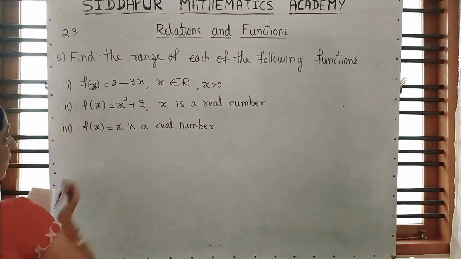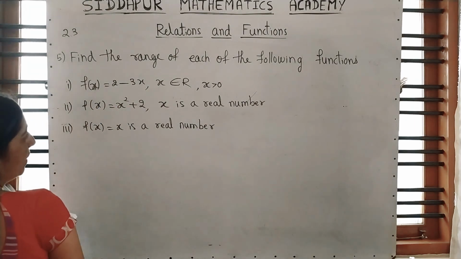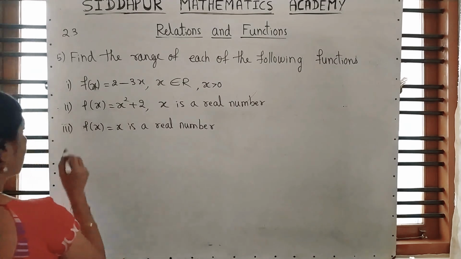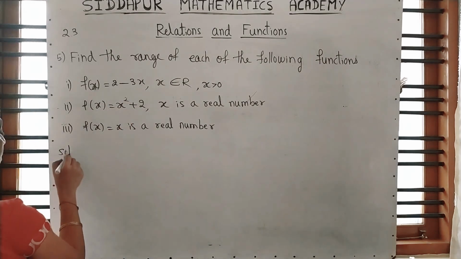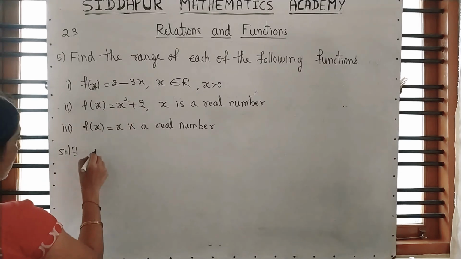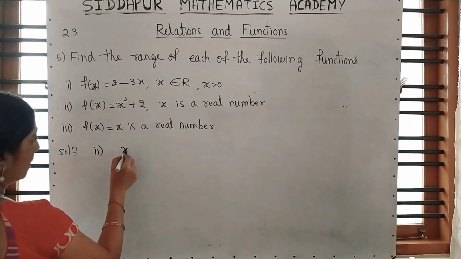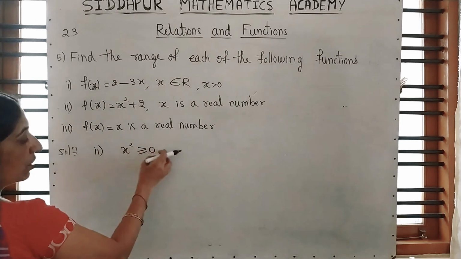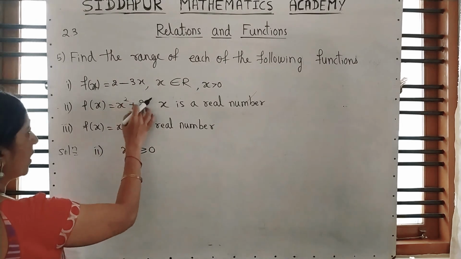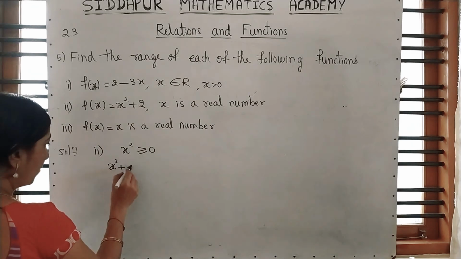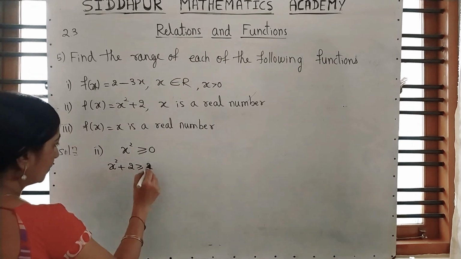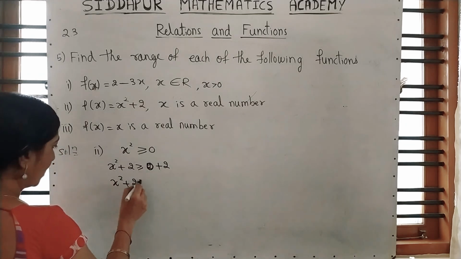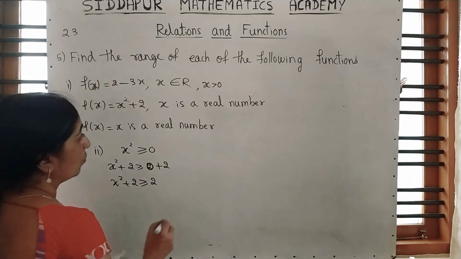See here, x square plus 2. You can select any number. x square is always greater than 0 or what? Square of any number is always greater than or equal to 0. If you take 0, your answer will be 0. But we require x square plus 2. So add 2 on both sides. That means x square plus 2 is greater than or equal to 2.